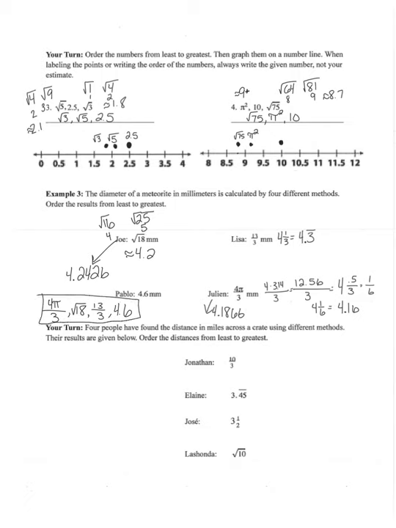All right, so your last and final problem here is this your turn. Very similar to example 3. 4 people have found the distance in miles across a crate using different methods. Their results are given below. Order the distances from least to greatest. So pause the video and do these problems. Again, refer to example 3 if you need any help, and then check your answers with me.